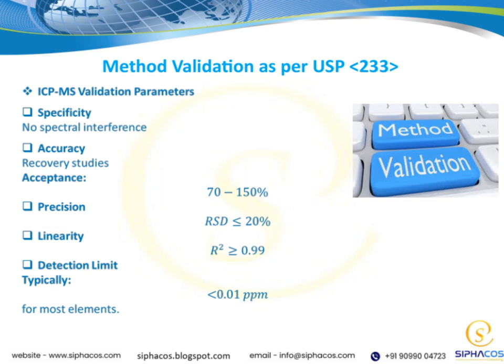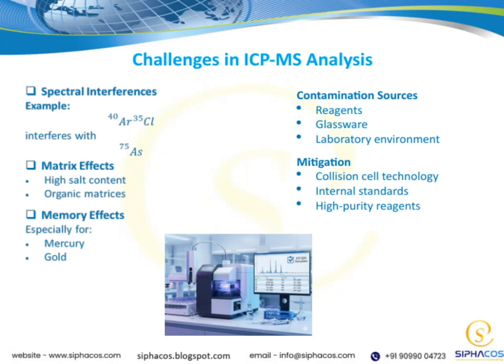When we talk about contamination sources in ICP analysis, three main culprits come to mind: reagents, glassware, and the laboratory environment itself. Each can introduce unwanted elements that skew our results. To tackle this, we rely on several mitigation strategies. Collision cell technology helps reduce interferences, internal standards keep our measurements accurate, and using high-purity reagents minimizes contamination from the start. Despite these tools, challenges remain. It's a constant balance between precision and the limits of our methods.